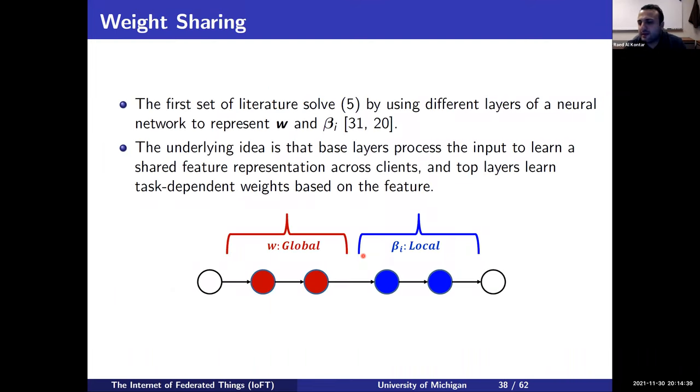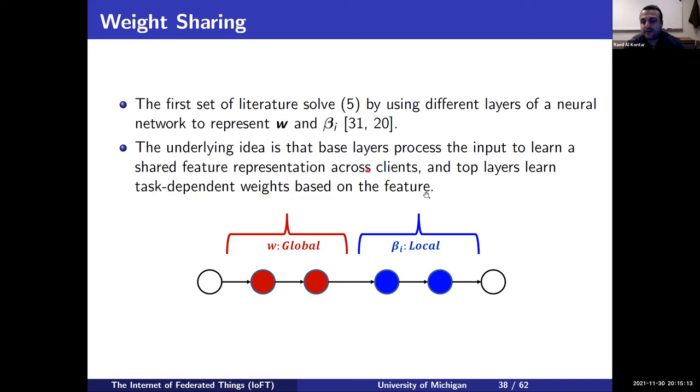What's the key idea of weight sharing? Mostly, what has been done is in the context of a neural network. It says, okay, I have this big neural network. Let the initial set of weights be global weights, and the second set of weights be personalized weights. In the collaborative procedure, we collaborate to learn the global weights W using FedAvg. However, the last set of layers are learned locally, just based on the local data, and we do not collaborate to learn those.